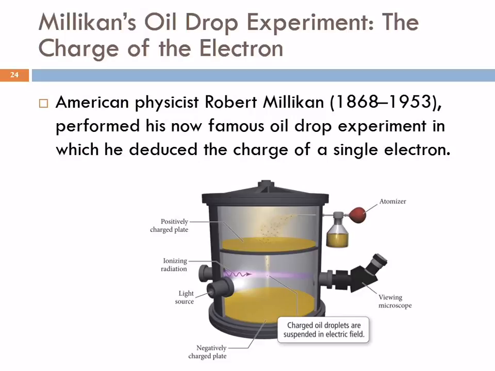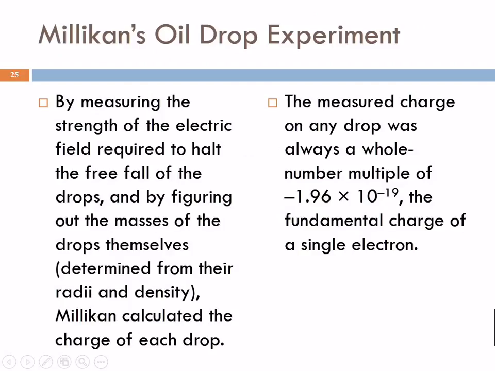So after Thomson, an American physicist, Robert Millikan, 1868 to 1953, did an experiment with oil drops. And this experiment allowed him to figure out the charge on a single electron. Thomson had found the charge to mass ratio, but Millikan found the actual charge. So what I'm going to do now is I'm going to show you a video about this. We watched the video, which is also on the YouTube channel. And that's helpful in understanding this.